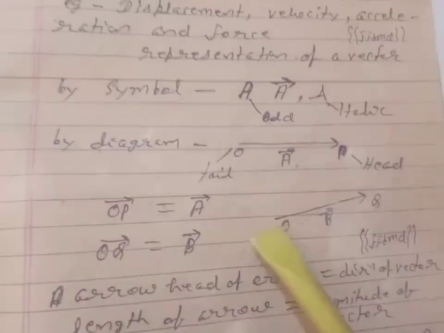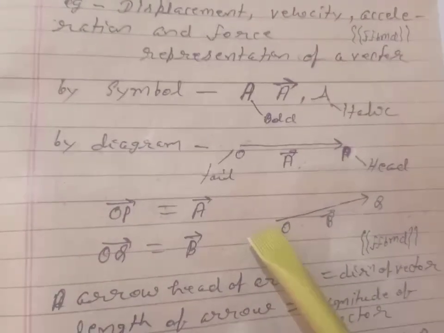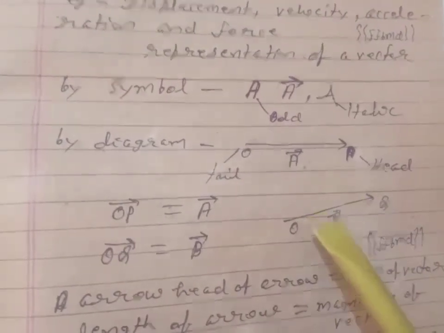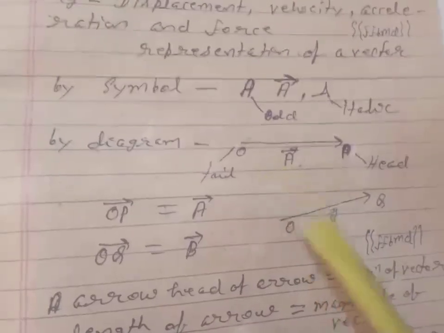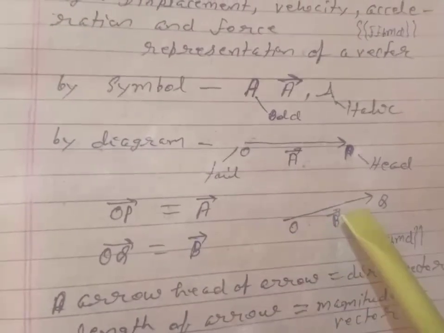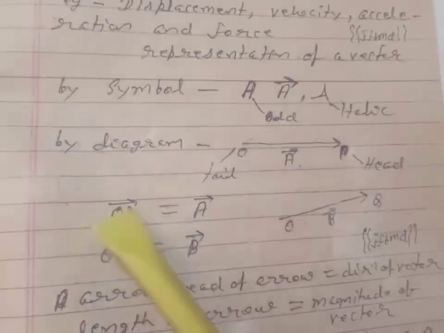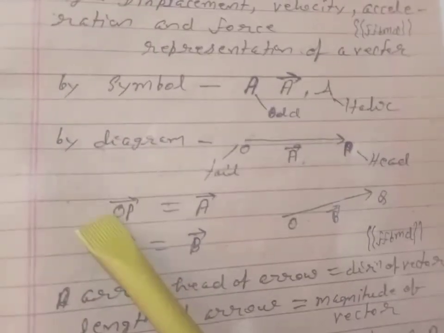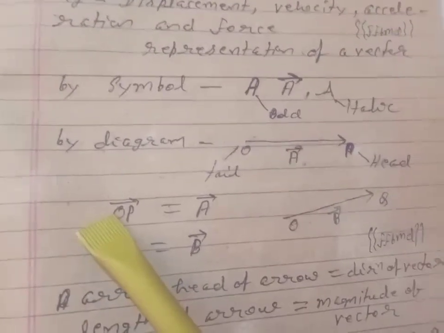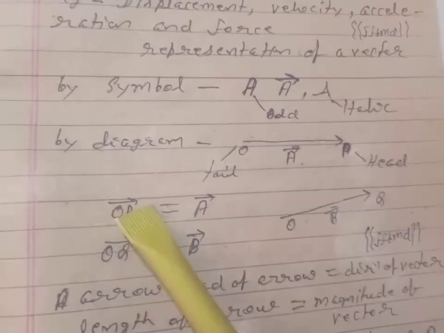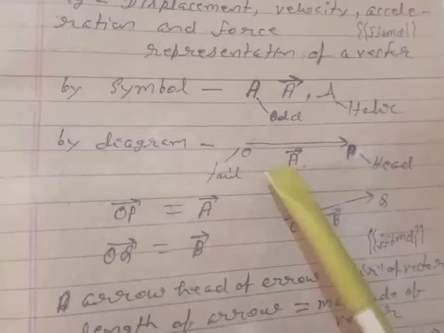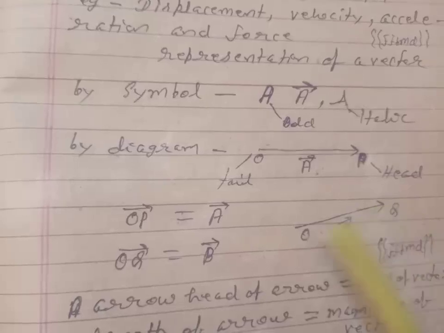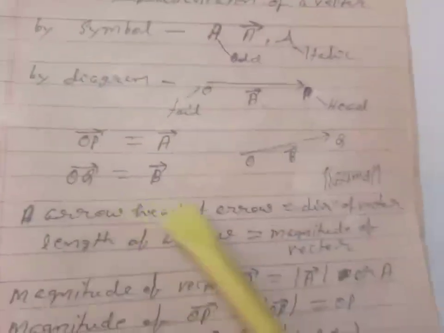For example, here O represents the tail of the vector and P represents the head of the vector, which is equal to the A vector. We can write it as the OP vector. It represents a vector whose length is from O to P and whose direction is along O to P, and since we have taken it as a vector, we write it equal to the A vector. Similarly, we write the OQ vector equals the B vector.